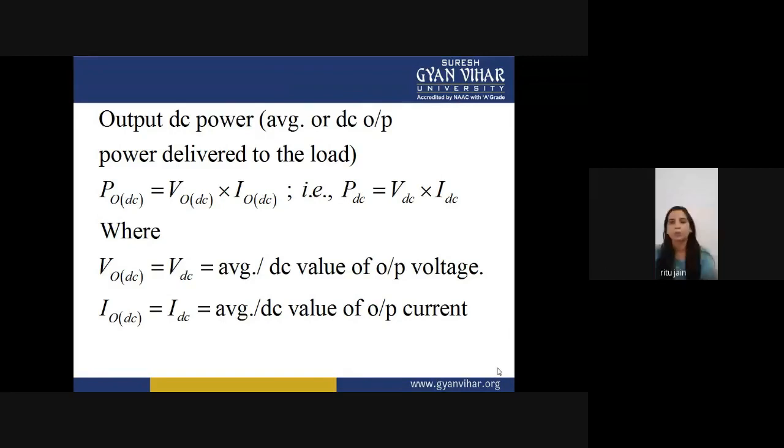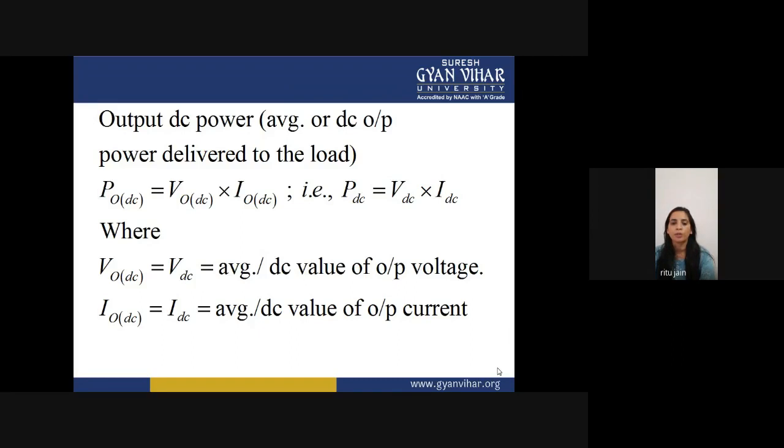Power delivered to the load, that is your output DC power. We have already derived the formula of output voltage and output power. So the average or DC output power delivered to the load is P output DC equal to V output DC into I output DC, where V output DC is the average DC output voltage, and I output DC is the average or DC value of output current.